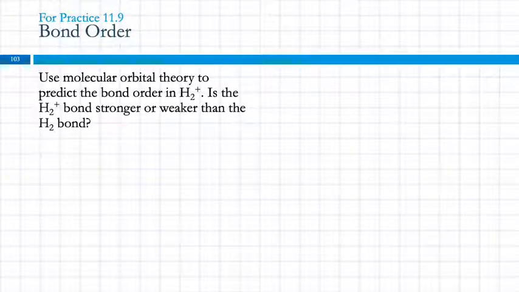Use molecular orbital theory to predict the bond order in H2 plus. Is that bond stronger or weaker than the H2 bond? The good news is I am not going to make you draw these things on an exam. If you look at the practice exam, you'll see that the questions give you a molecular orbital diagram, and you may have to put electrons in it to answer the question, but you don't actually have to draw this. So that's something to be thankful for.